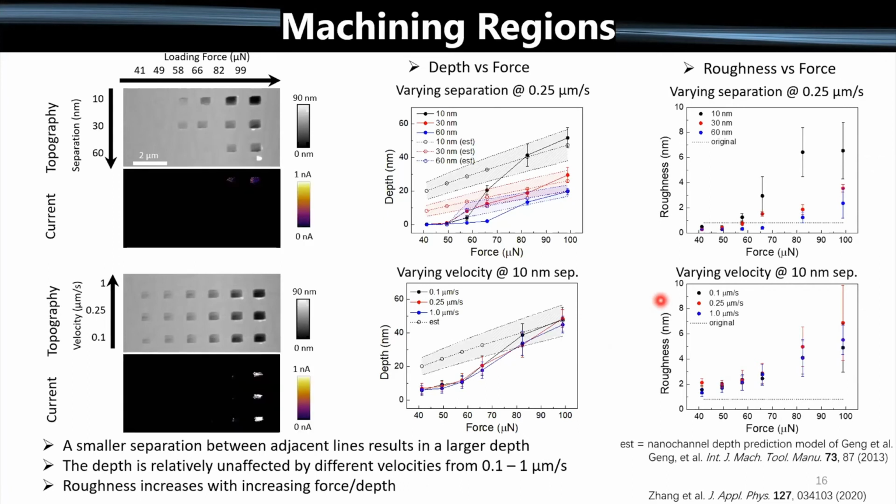Since the tips that we're using are conducting, they're doped to be conducting, we can also look at the film thickness. So we can remove material and then see at which point we have conduction to the bottom electrode. So it's kind of like a built-in monitoring of the process.